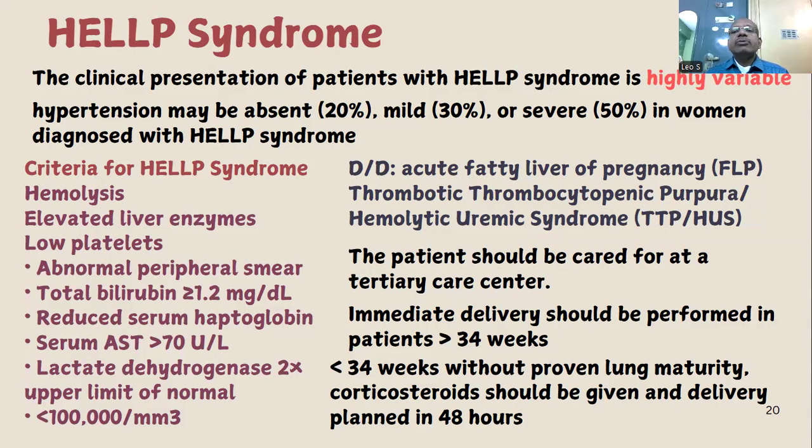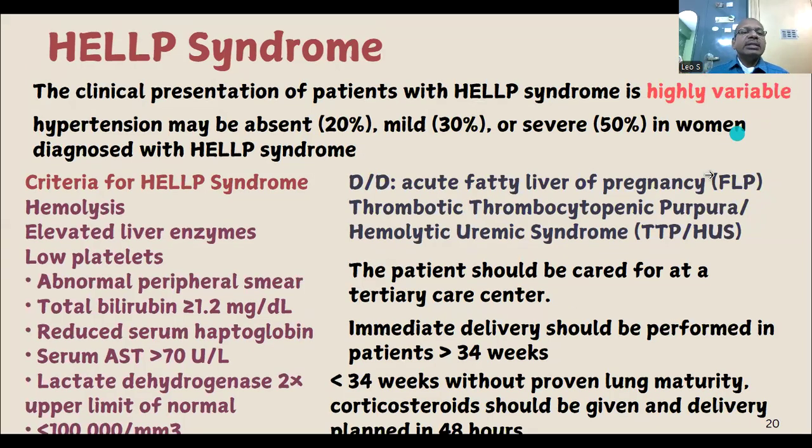HELLP syndrome is one of the worst complications. The clinical presentation of HELLP syndrome is highly variable. Hypertension may be absent in 20%. The criteria for HELLP syndrome are hemolysis, elevated liver enzymes, and low platelets, along with an abnormal peripheral smear, total bilirubin more than 1.2 milligram, serum AST more than 70 units per liter, and platelet count less than 100 per microliter.